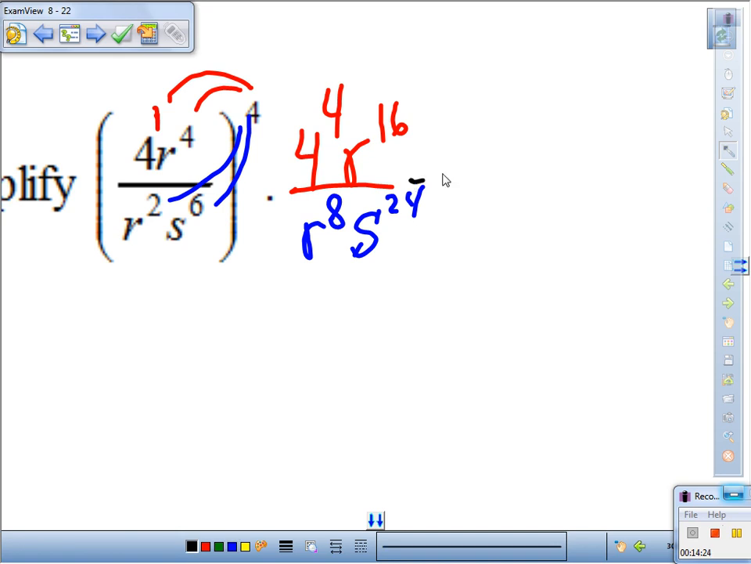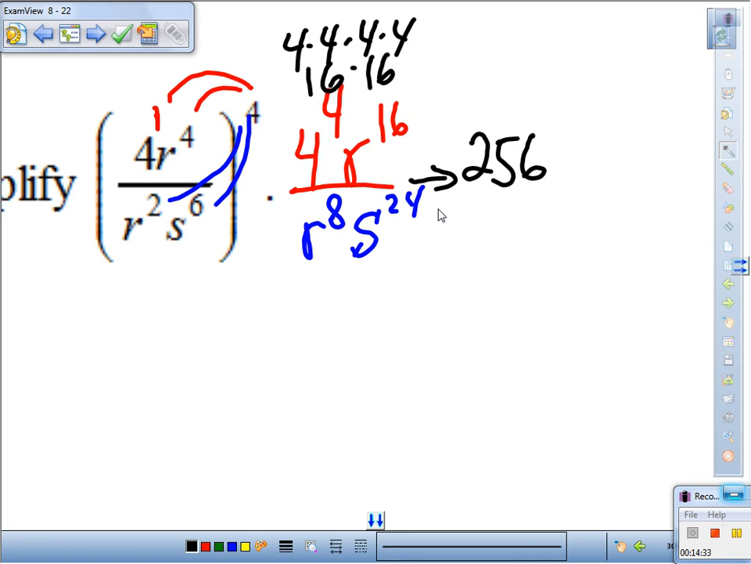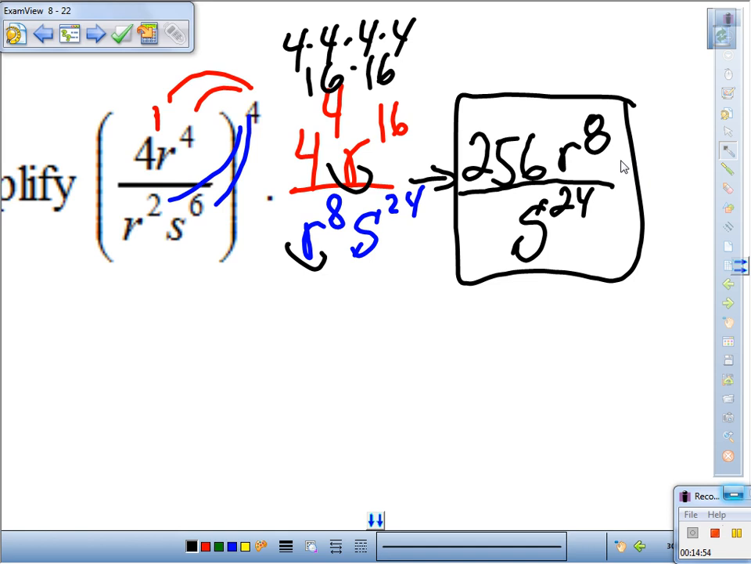All right, let's move on to simplification. 4 to the 4th is 4 times 4 times 4 times 4, or 16 times 16. What is 16 times 16? 256. All right, are these the same base? Yes, r and r. So what happens when we're dividing? We subtract. What is 16 minus 8? 8. So r to the 8th, which is the only one that we did not do anything with. Leave it where it is. On the denominator, s to the 24th. Some of you brought it next to, and that is incorrect. Leave it where it's at.